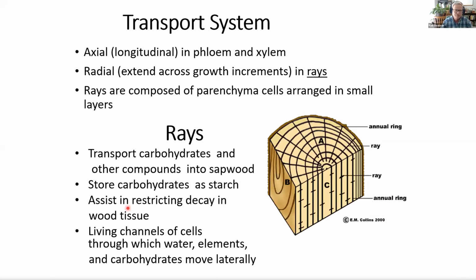Ray cells also assist in restricting decay in wood tissue. So this ray cell can become a boundary. This one can become a boundary. We'll learn how that works a little later. But these are living channels that can move things in and out. It might say, well, we need to store some water, so it can move some water into here. It might say, well, we have open storage space here for extra photosynthate. Let's move it in towards the center of the sapwood, and store it.